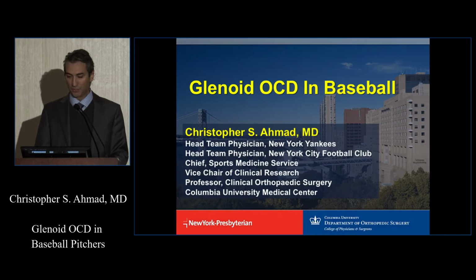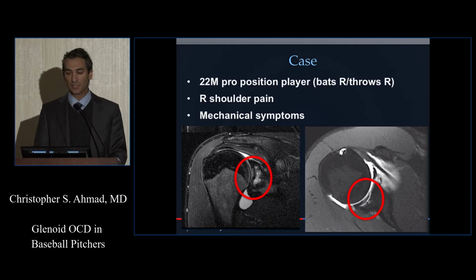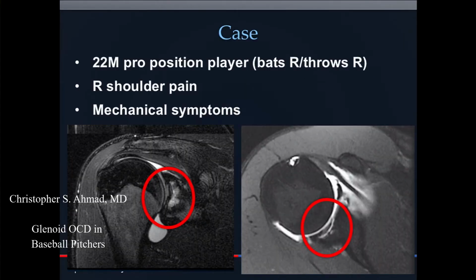And this, along those same lines, is not the most common topic. This is an unusual injury, but it's worth knowing about. It's glenoid OCD. And here's a case. He's 22, he's a professional pitcher, he's got shoulder pain, but what's unique is he's got a mechanical symptom in his shoulder. He says, my shoulder catches.